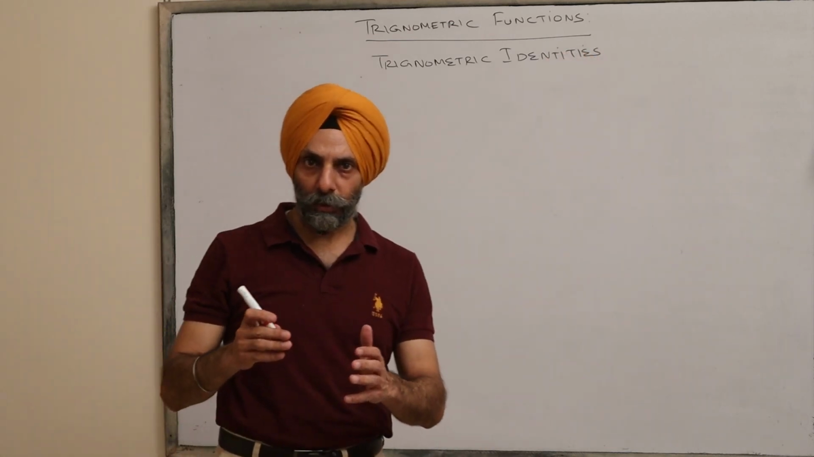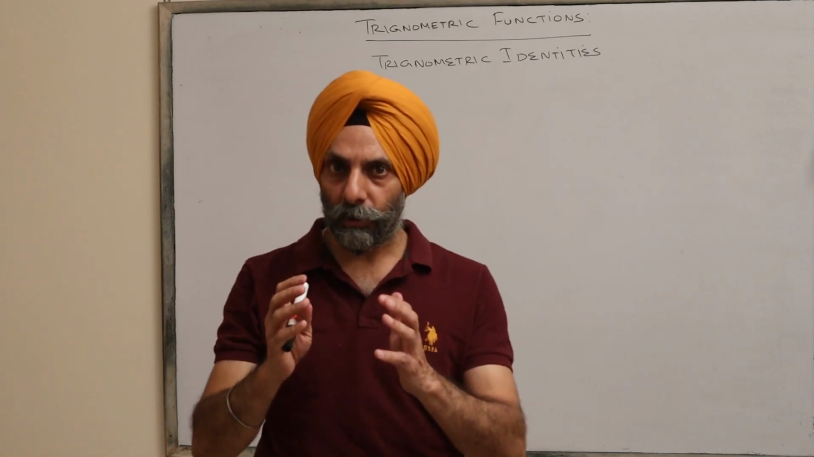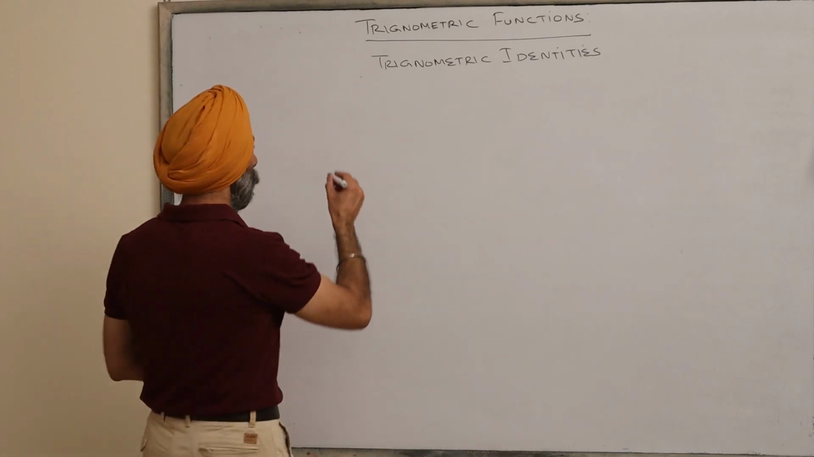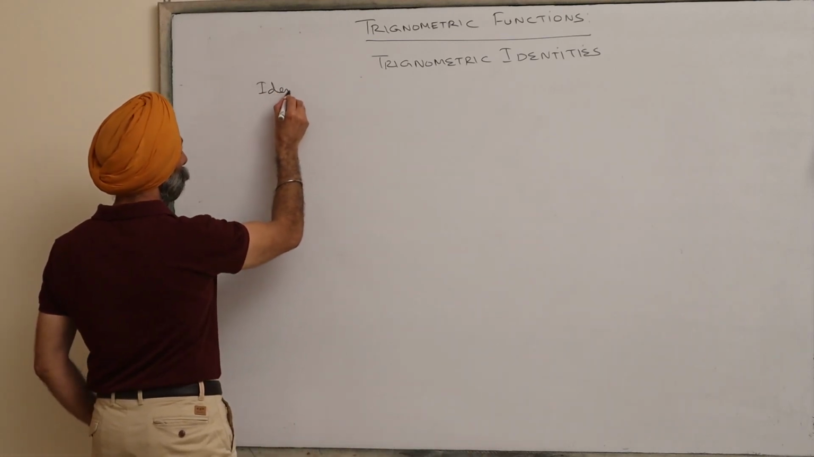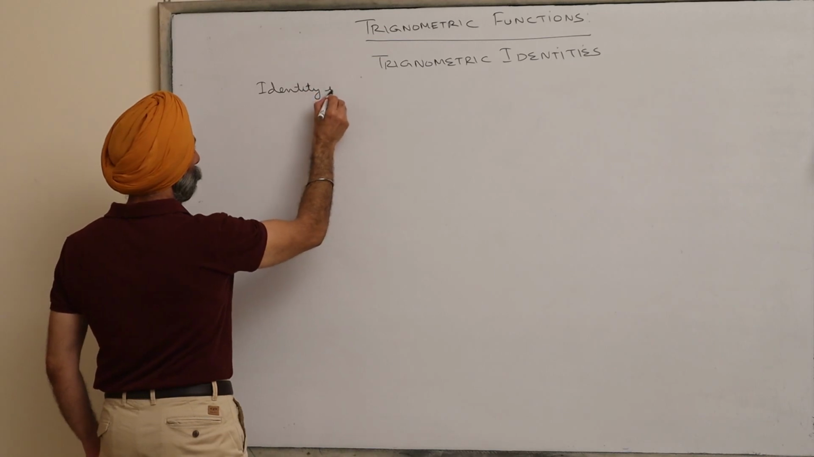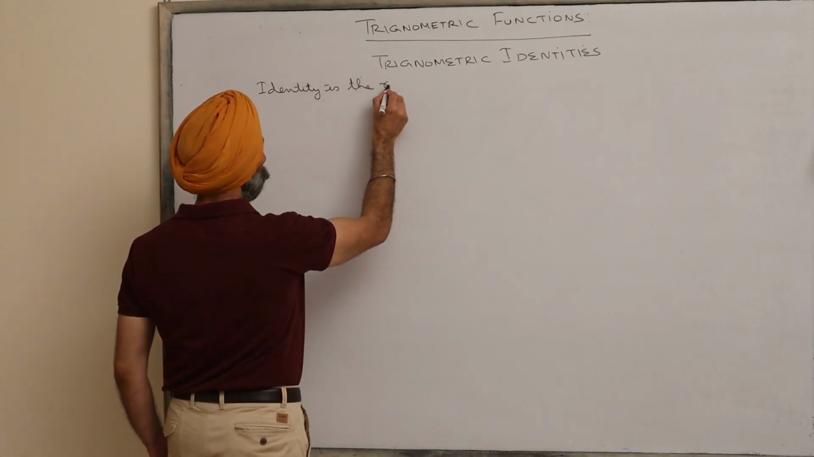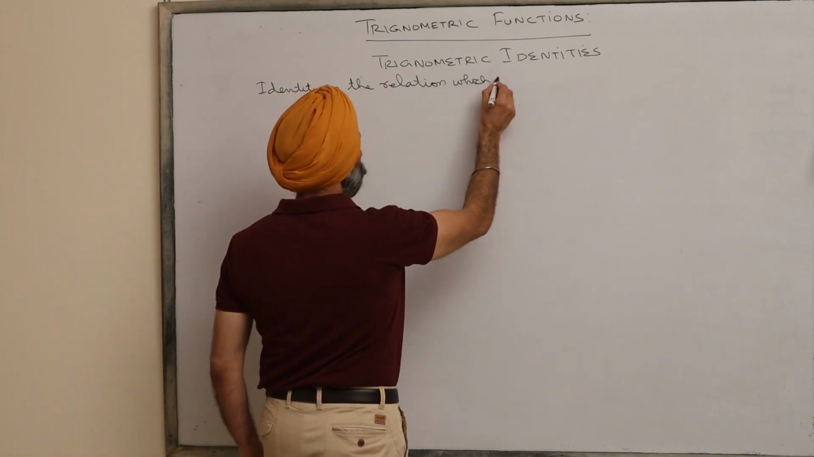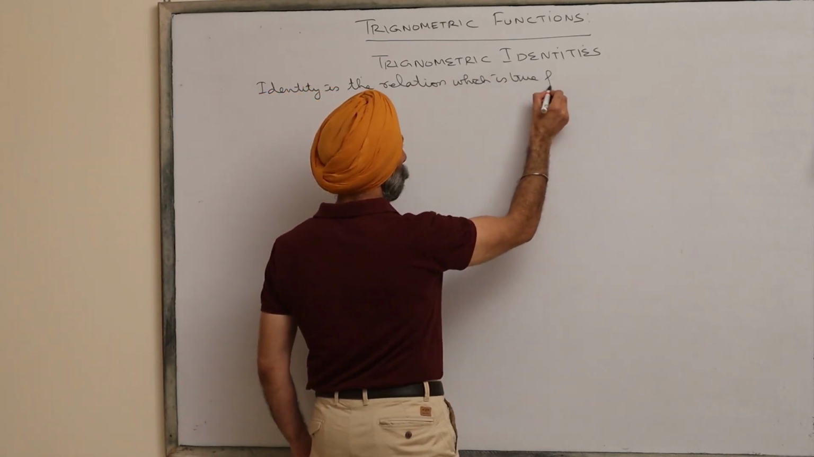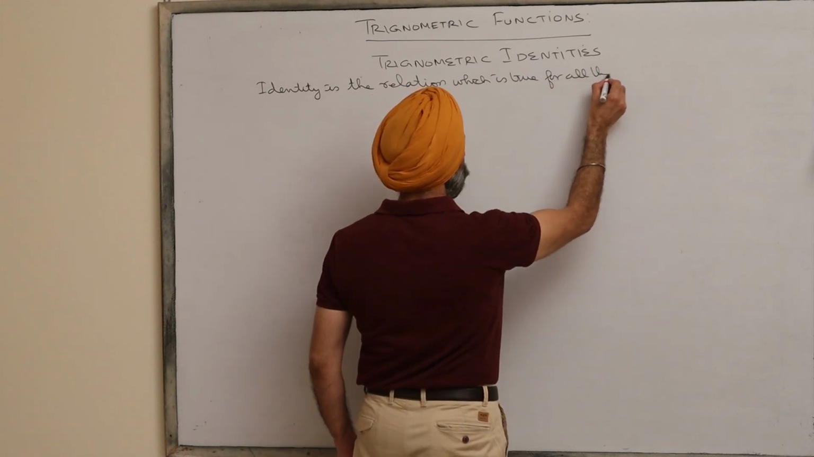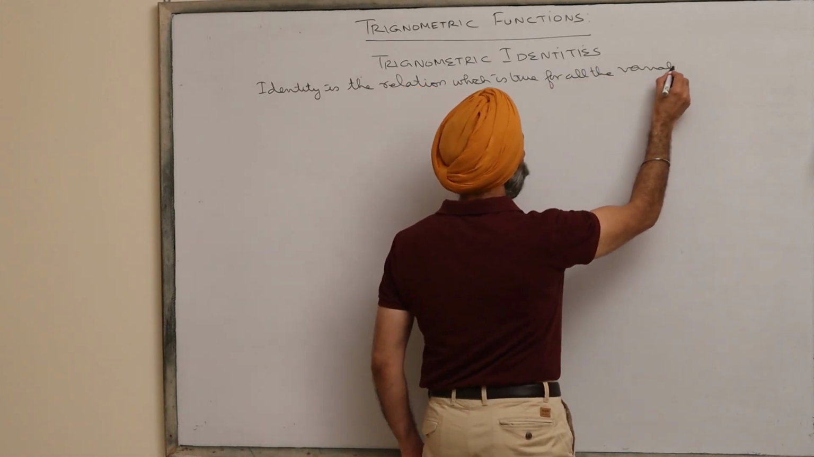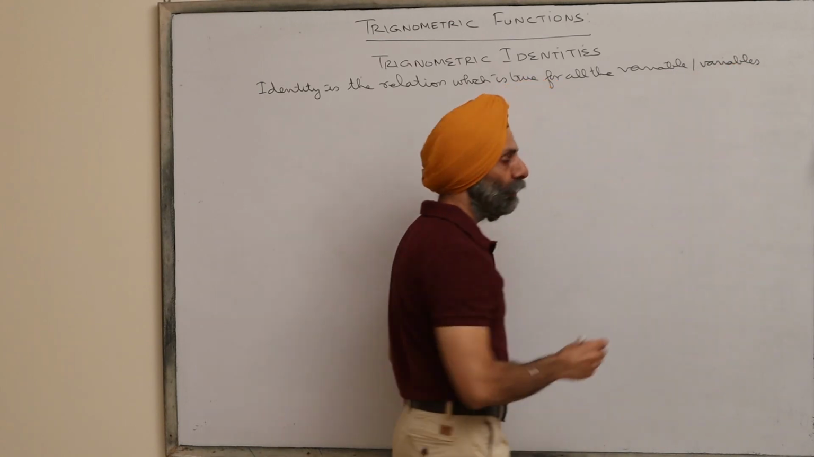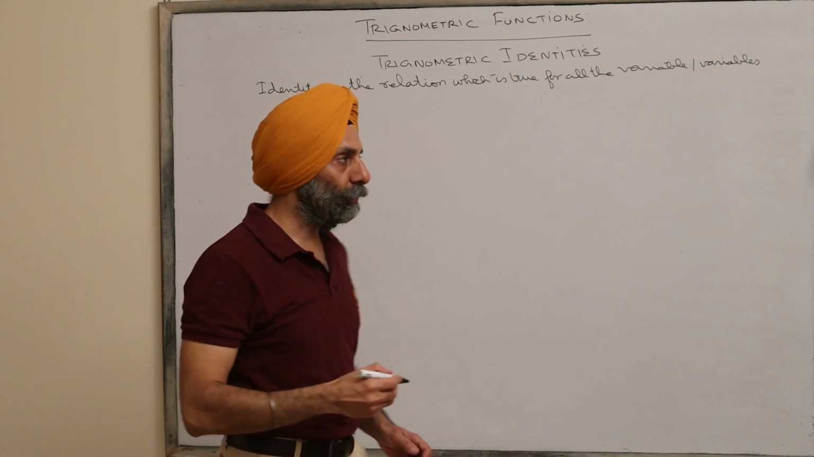Now, before discussing trigonometric identities, I would like to discuss what is the meaning of identity. What do you mean by identity? Identity is the relation which is true for all the variables, oblique variables.